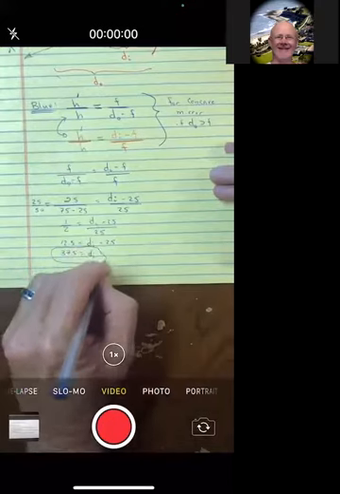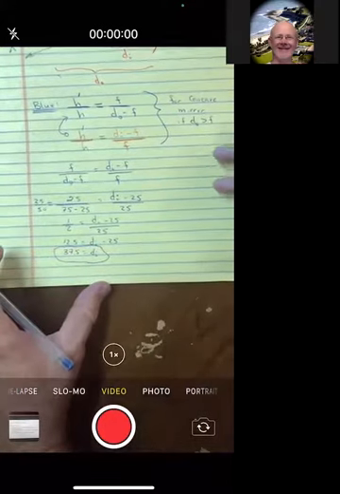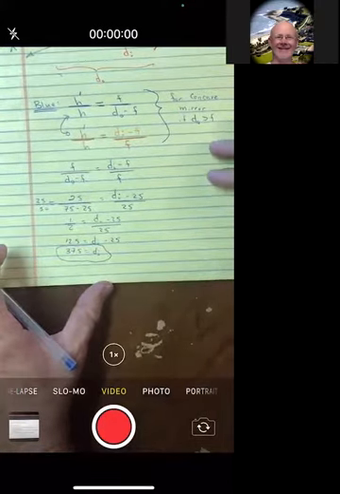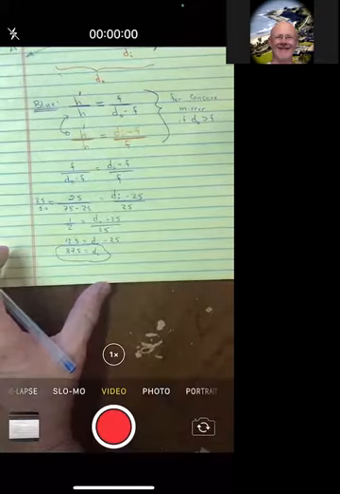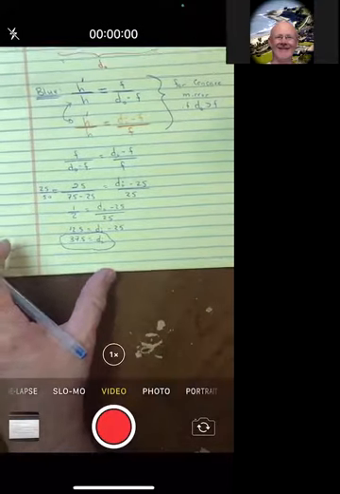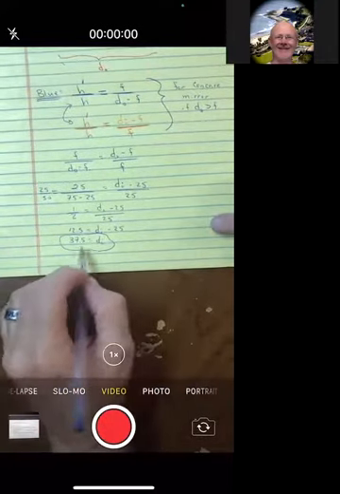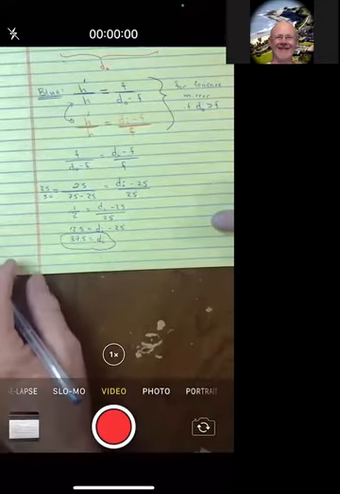So one of the questions of this one said, draw the ray diagram and find the location. So there it is. I just found the location. 37.5 centimeters from the mirror.